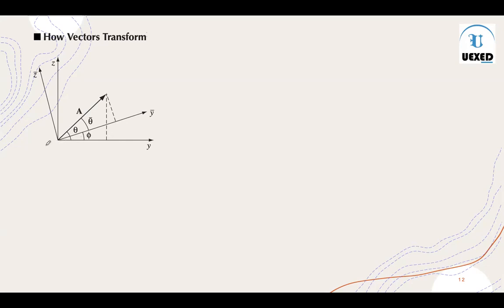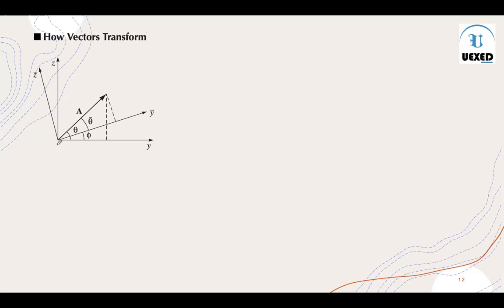Now rotate this two-dimensional system by some angle phi. Once you rotate it, since this is 90 degrees, you will get this angle phi, and also this angle should be phi. Then you have a new coordinate system, y bar and z bar.